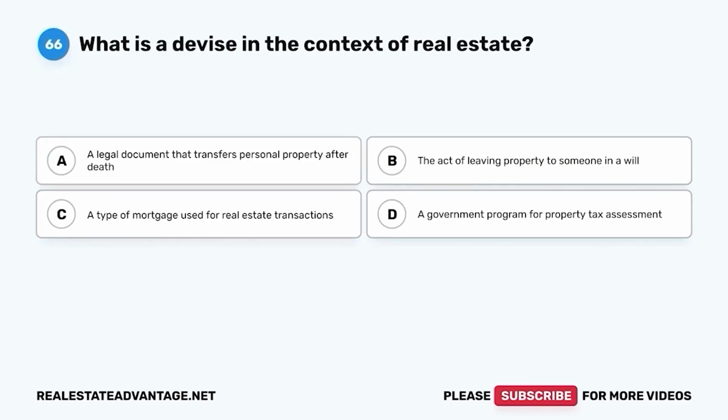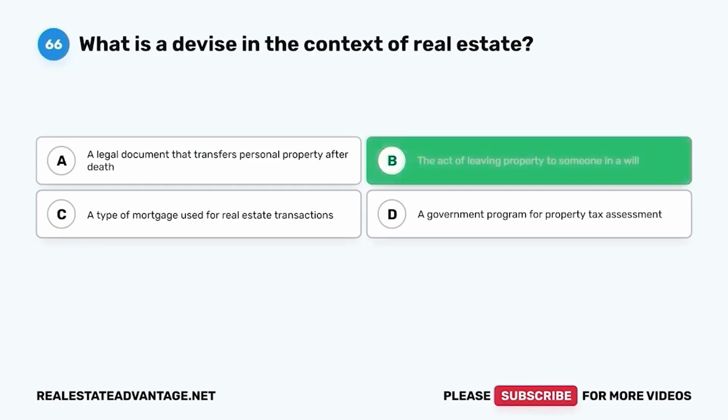A. A legal document that transfers personal property after death. B. The act of leaving property to someone in a will. C. A type of mortgage used for real estate transactions. D. A government program for property tax assessment. The correct answer is B. The act of leaving property to someone in a will.